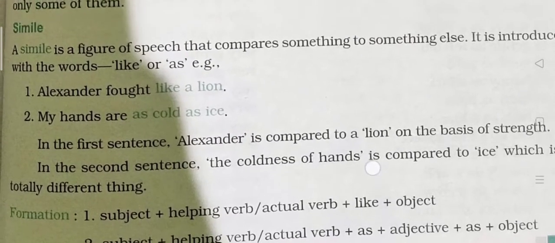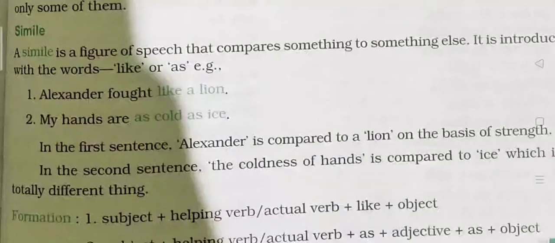Simile. Okay, don't read it as smile or simile, whatever you may be pronouncing. Pronounce it like simile. Okay, simile. A simile is a figure of speech that compares something to something else. Okay, when we are comparing two things, then simile is used. It is a device that is used to compare two things. Okay, so it is used to compare two things.